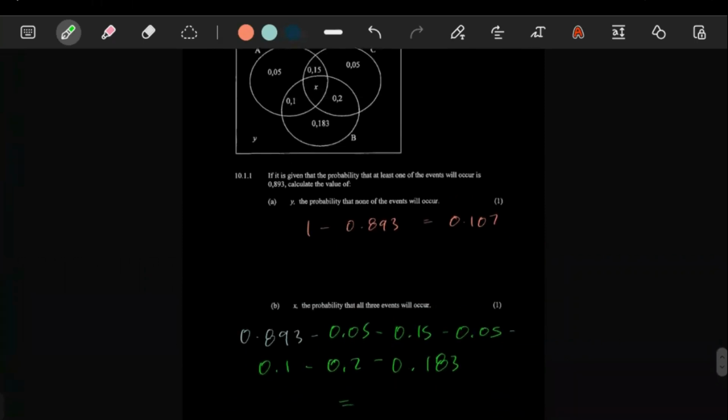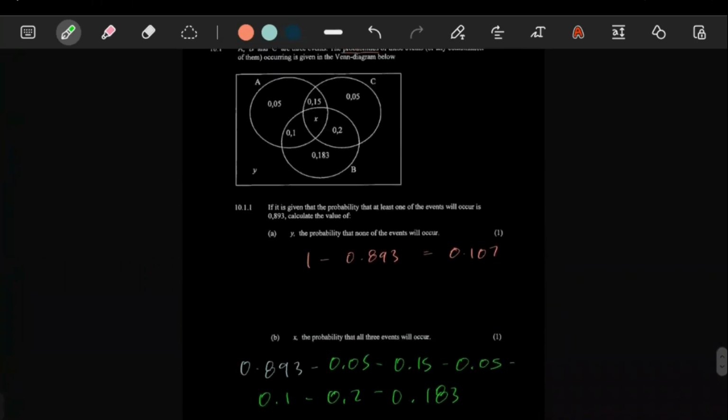Let's just put all this into the calculator. In cases like this, the one thing that will throw you off is not putting these values into the calculator properly. Otherwise, you're going to have a problem. So 0.2 minus 0.1 minus 0.183, you're left with 0.16.